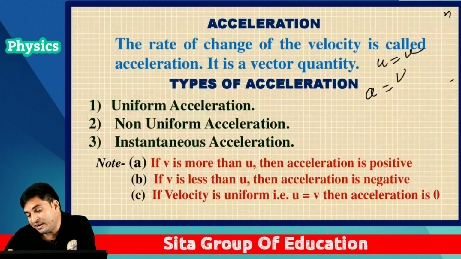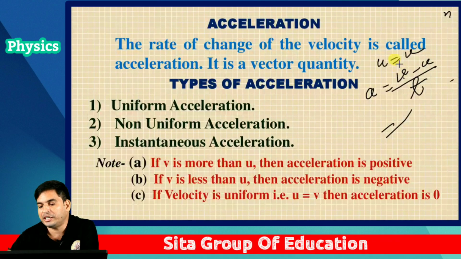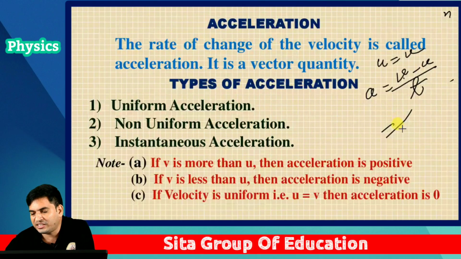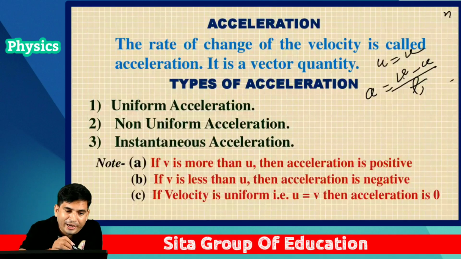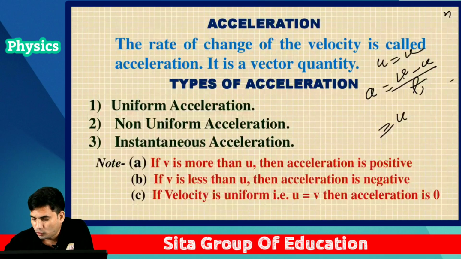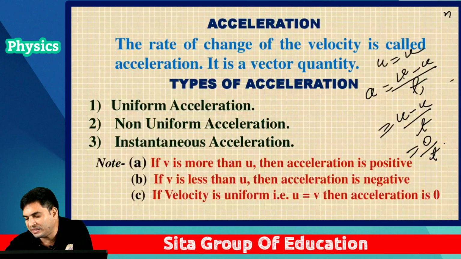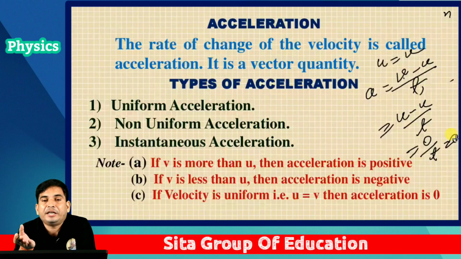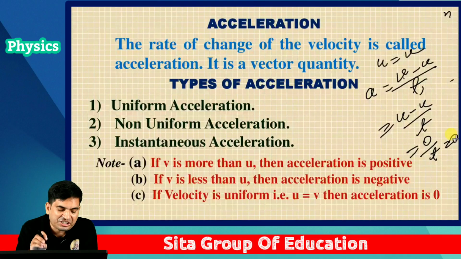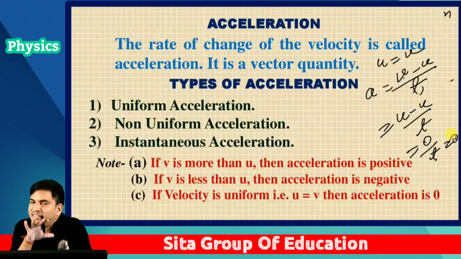Mathematically, acceleration is final velocity minus initial velocity upon time t. Final velocity was u equal to v, so in place of v you can write u. Then u minus u upon t, u minus u is 0, so 0 upon t gives you 0. How? Because there is no change. Whatever velocity you have at the initial point, the same velocity you have at the final point. Such a type of acceleration is zero acceleration.